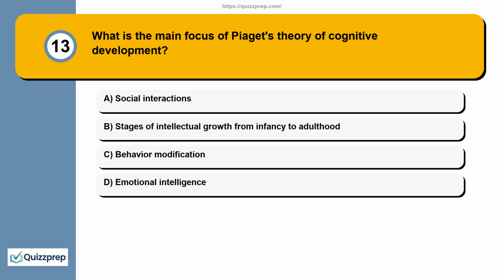Question 13. What is the main focus of Piaget's theory of cognitive development? Here are your options. Option A. Social interactions. Option B. Stages of intellectual growth from infancy to adulthood.